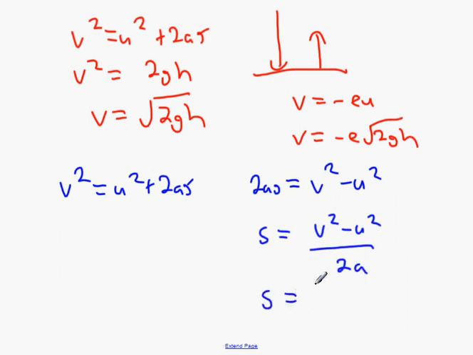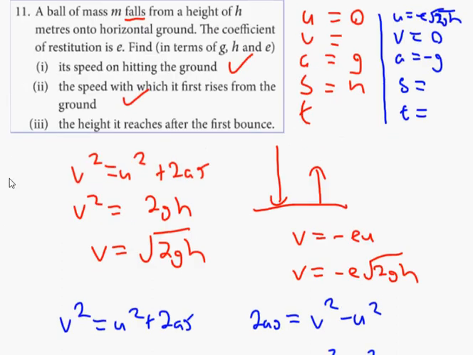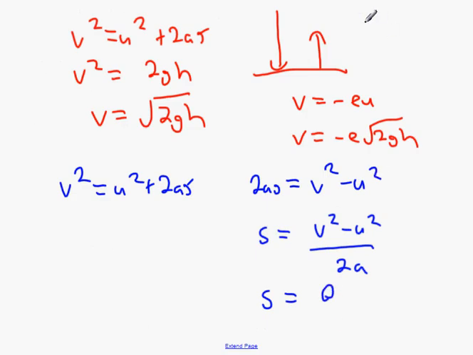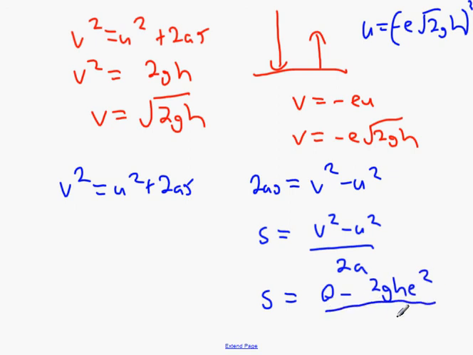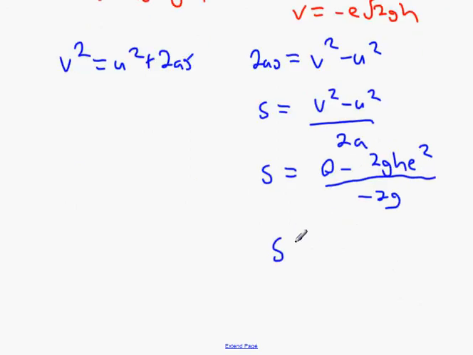Let's try this out. Final velocity is 0. u equals minus e root 2gh. Square that and what happens? What do we get? Minus 2gh e squared, all over 2 times gravity. Is it minus gravity or plus gravity? Minus, because you're working against gravity, so minus 2g. What happens next? s equals, the minus 2g's cancel, and it's going to be h e squared.